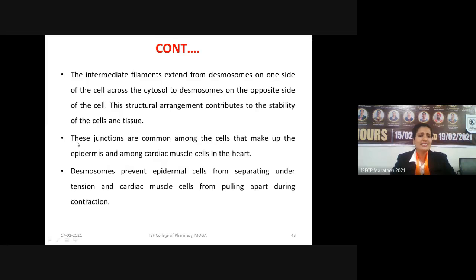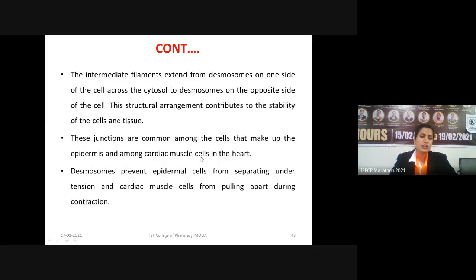These desmosome junctions are very common among the cells which make up the epidermis and among the cardiac muscle cells in the heart. So what is the epidermis? The epidermis is the outer layer of our skin. Our skin is divided into two layers, the epidermis, which is the outer layer, and the dermis, which is the inner layer. So they form the epidermis of the skin, and another structure they form is the cardiac muscle in the heart, which functions like contractile muscle.